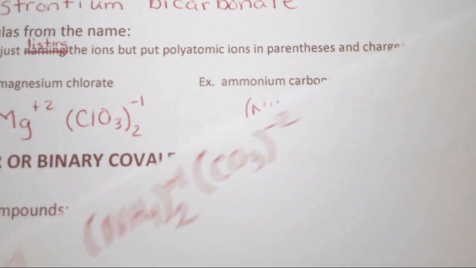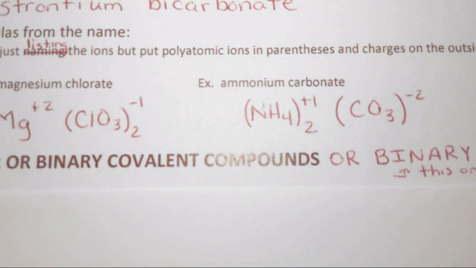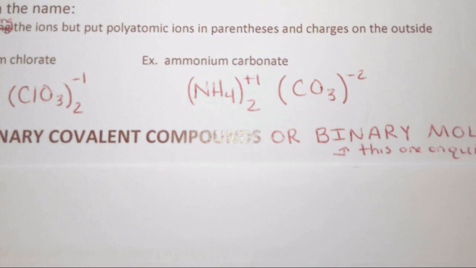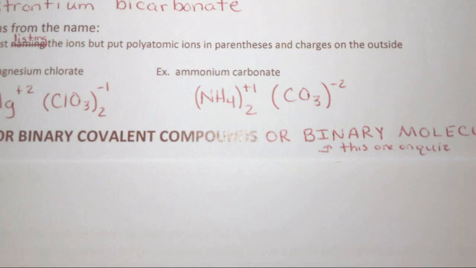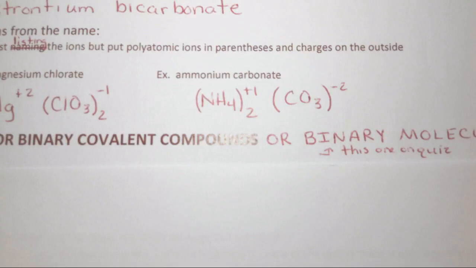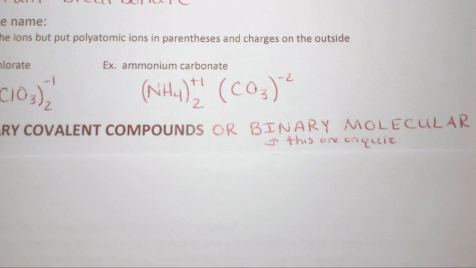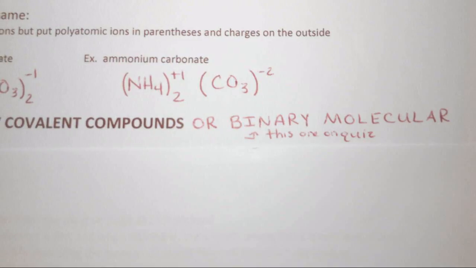Okay, so that's ionic compounds. Now we're going to look at covalent molecular compounds. Sometimes they're called binary molecular or binary covalent. Those are all names for the same thing. So if binary molecular is not on your notes, make sure to put that on your notes as one of the names, binary molecular. This is what it's called on your quiz. So you want to make sure to have that on there.